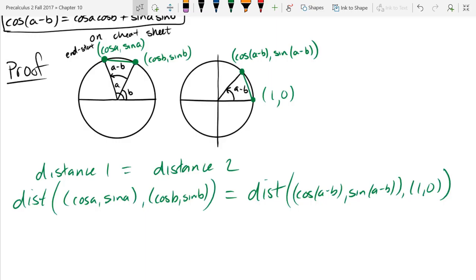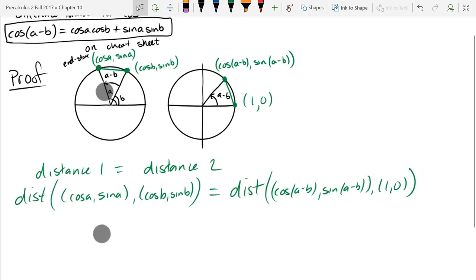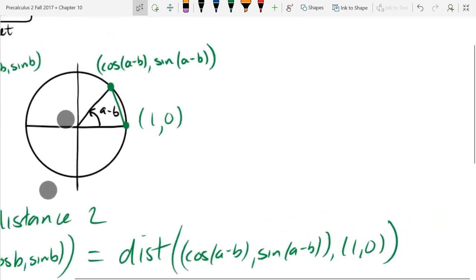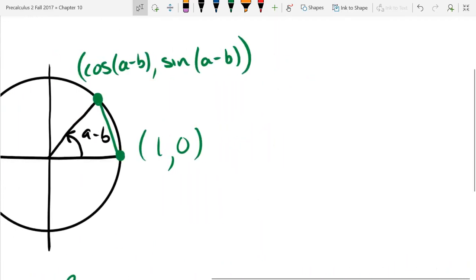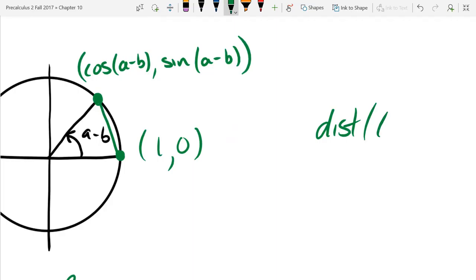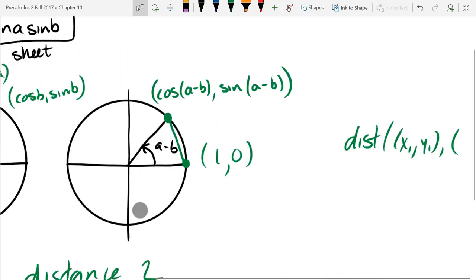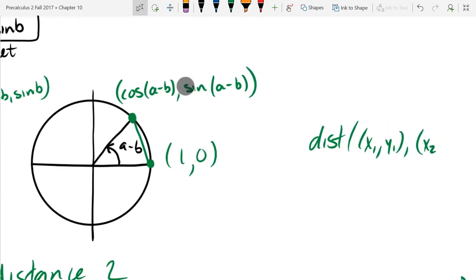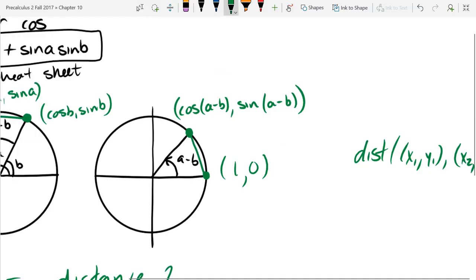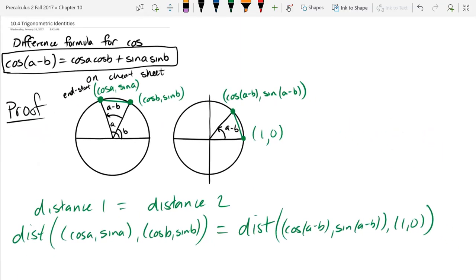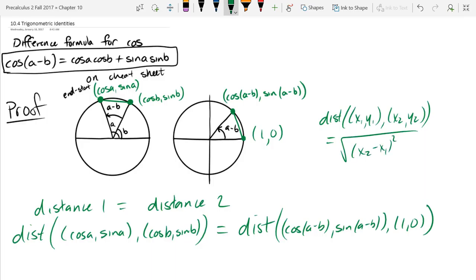Have we written down the distance formula this class? I don't think we have. So I'll write down the distance formula quickly off to the right side. So distance is square root of x2 minus x1 squared plus y2 minus y1 squared.